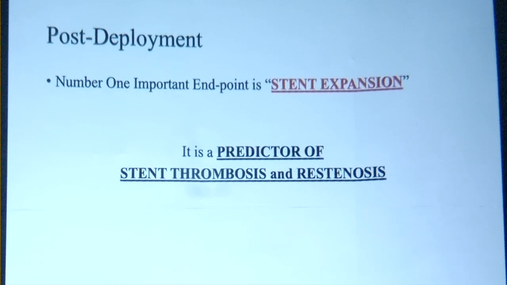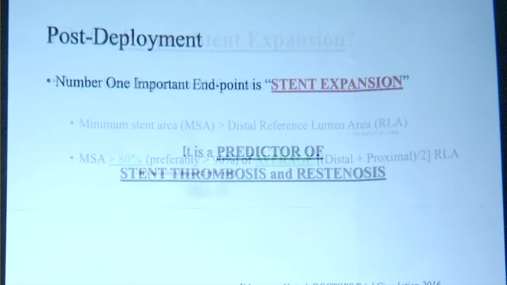And how did he decide proper? He decided proper by external elastic lamina diameters. Now, in some cases, that was grossly oversizing the balloon for that vessel. And so his technique had a very high perforation rate. And we have now ended up with a middle of the line somewhere with a happier marriage. But the bottom line is stent expansion is the number one most important endpoint. It is a predictor of stent thrombosis and restenosis. So we are all looking to expand the stent properly.